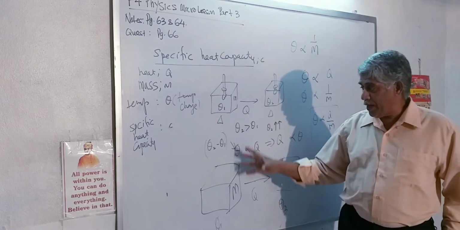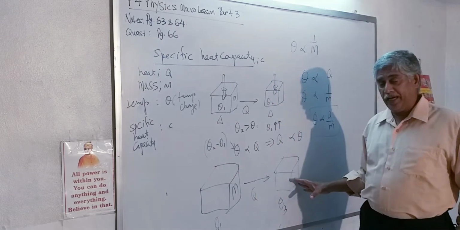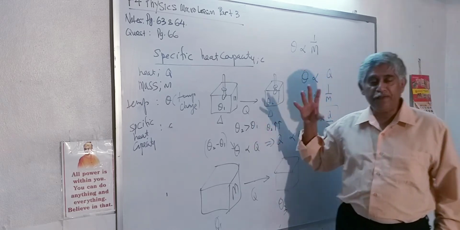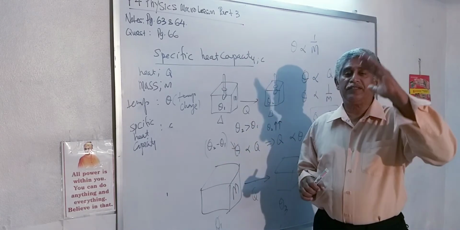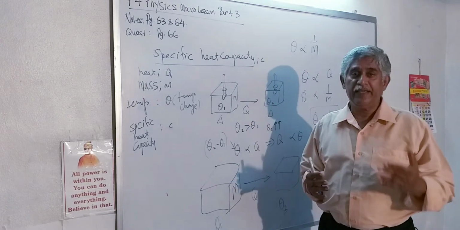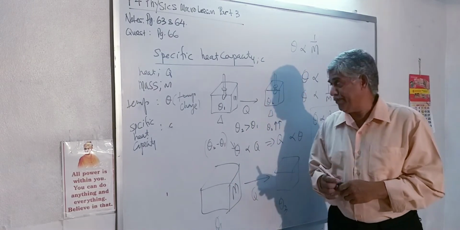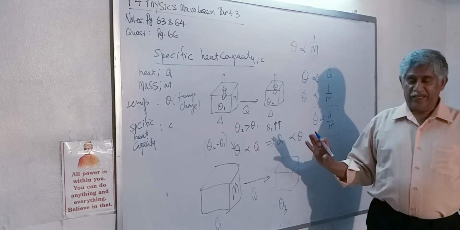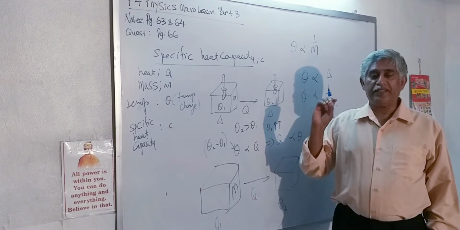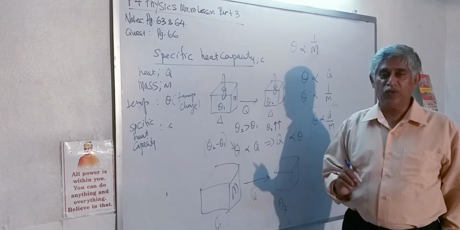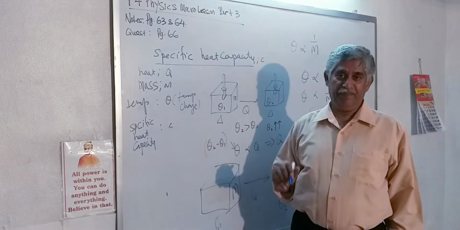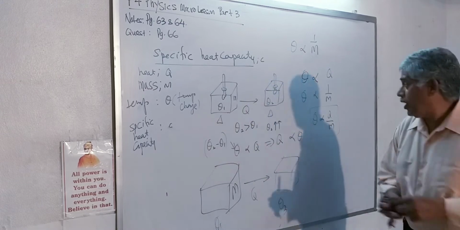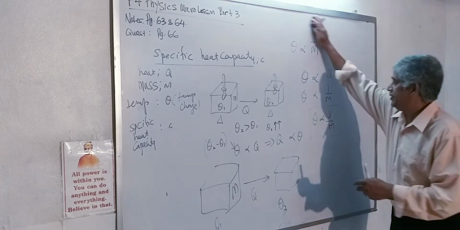And with the same aluminium, now I use a bigger aluminium and heat it up. Definitely the temperature rises, but it's not going to be the same as copper. That means different metals, different materials, will have a different temperature rise. So the temperature rise depends on the material. This property, which depends on the material, is known as the specific heat capacity.